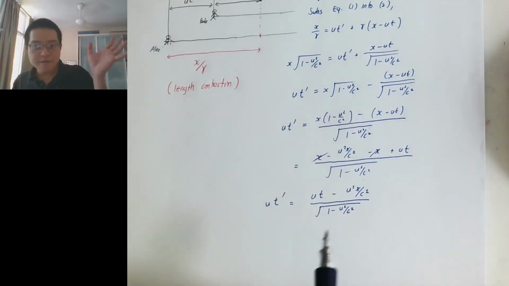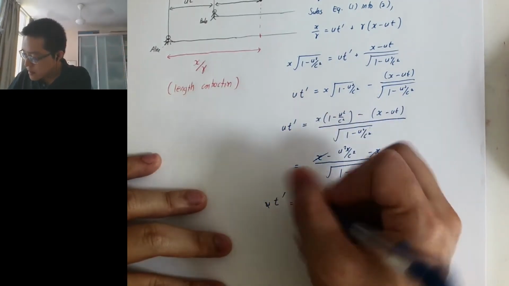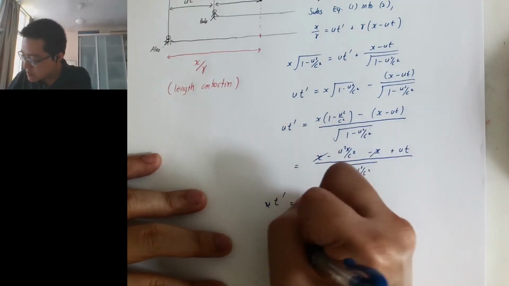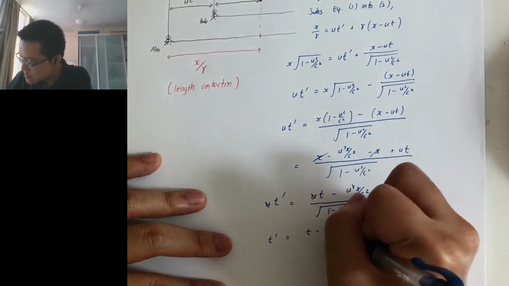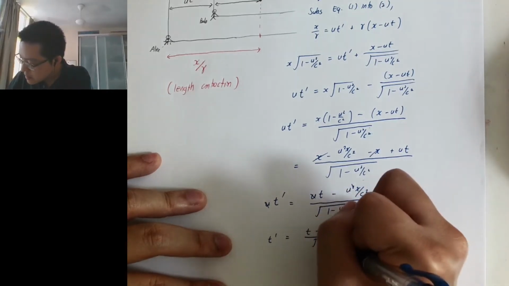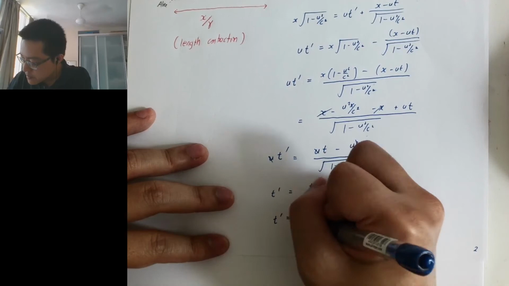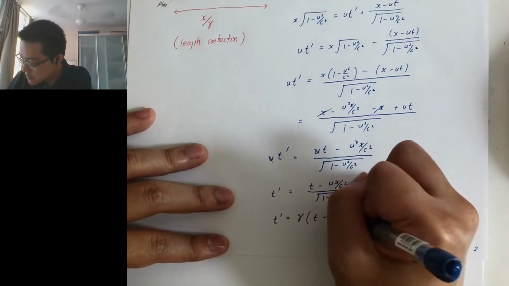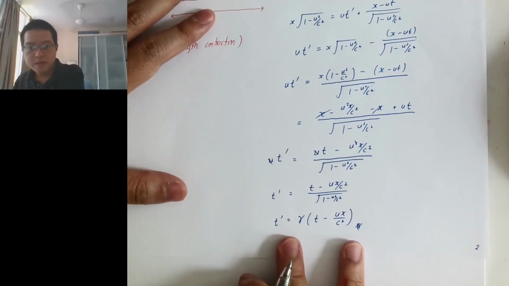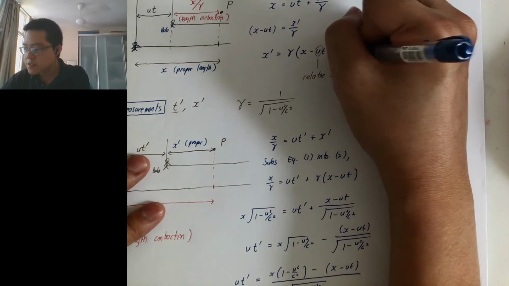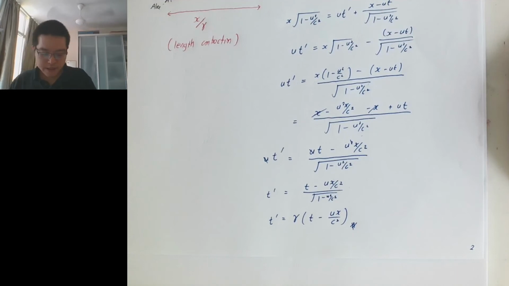Okay, so u is the same for everybody, right? So I can divide both sides by u, and therefore I find that my t prime is just t minus ux over c squared, divided by gamma. So let's just write this as gamma, so that my t prime is gamma times t minus ux over c squared. So I have derived the relation between the times, and this was the relation between the positions. So we have gotten the Lorentz transformation formula already.